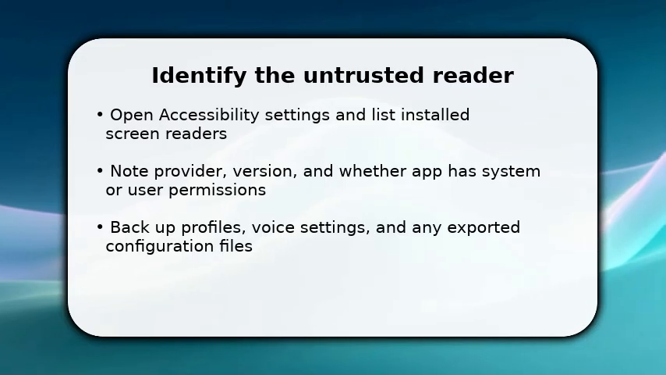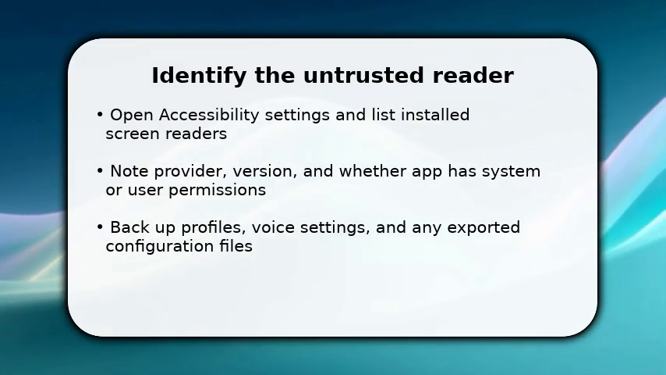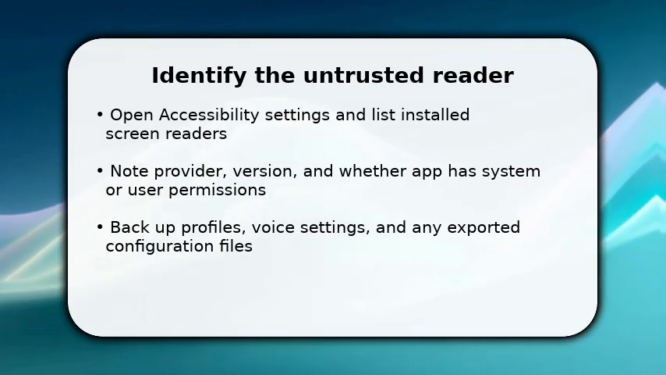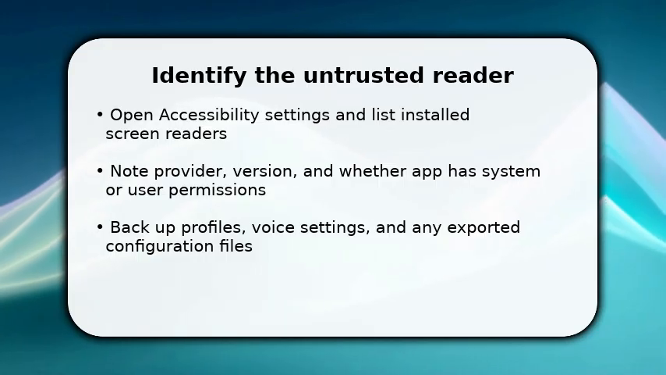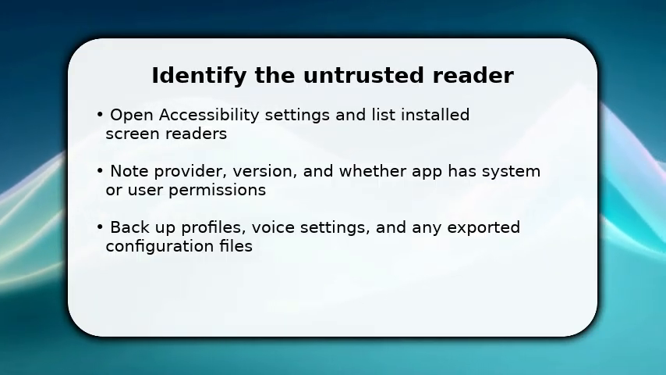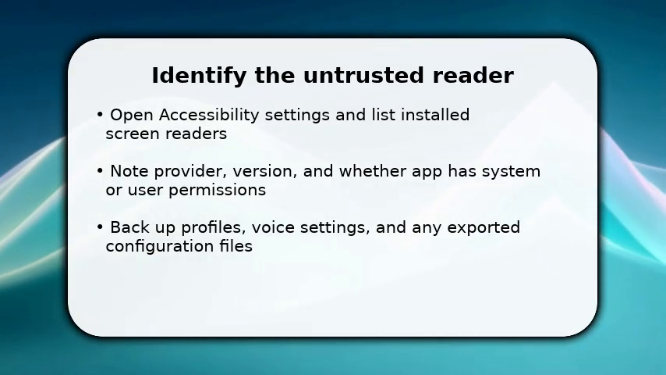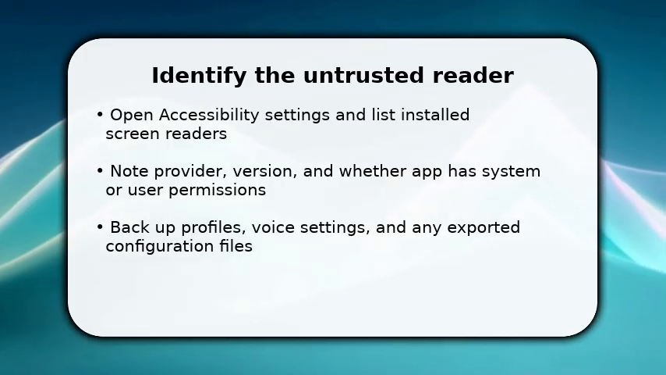You start by locating the untrusted screen reader immediately. Open Accessibility or Assistive Settings and view Installed Services so you see the exact app name and version. Once located, check whether it has system-level or only user permissions. That matters for removal method.